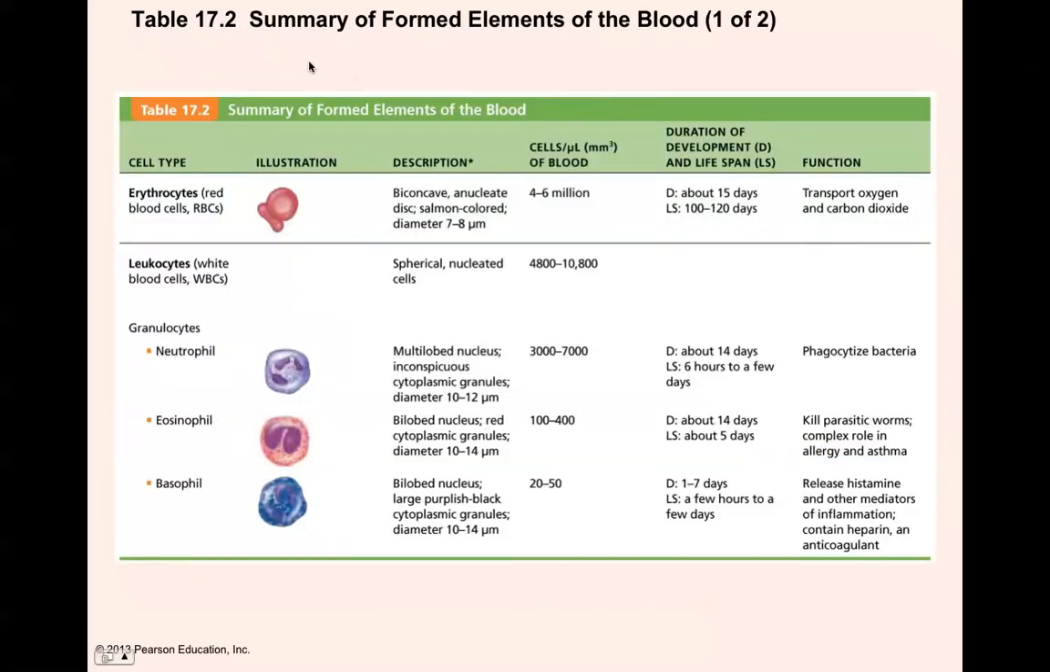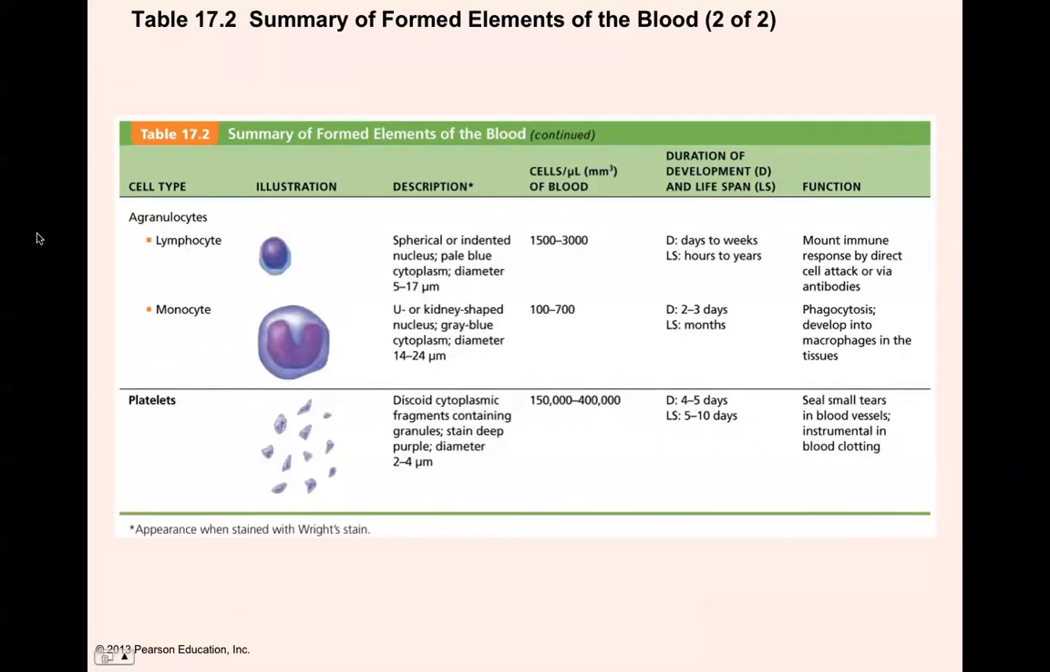This is the summary of the formed elements of blood, starting with the erythrocytes, and you can look at this in your book. We've already talked about a lot of this. It's just a summary. Leukocytes are white blood cells, and the various types of granulocytes. There's 3 of them. And then we have our 2 types of agranulocytes here, and your platelets.